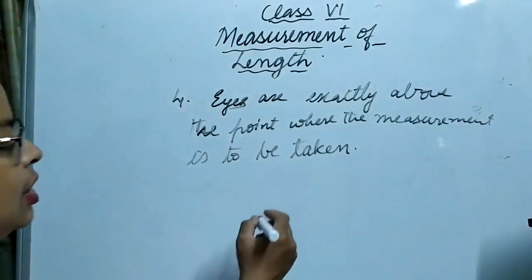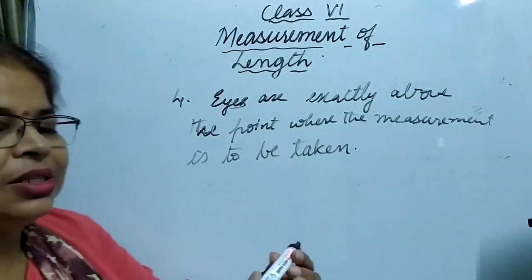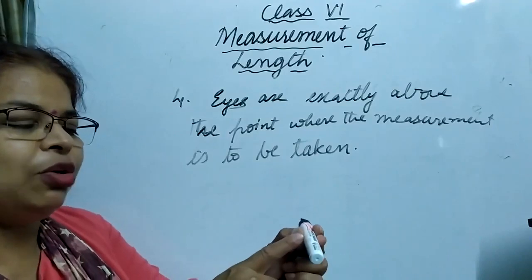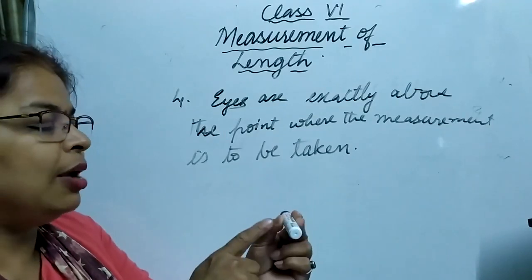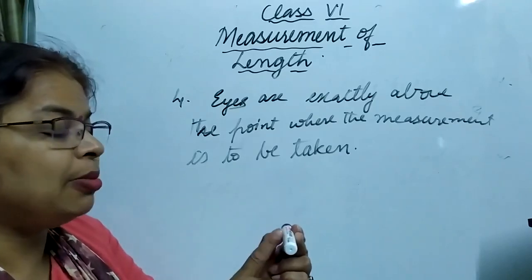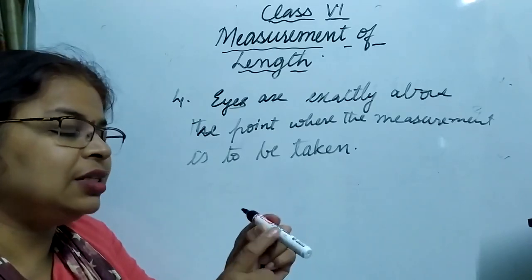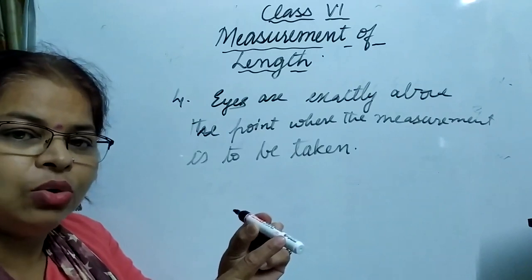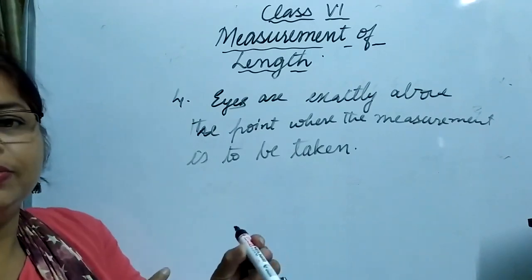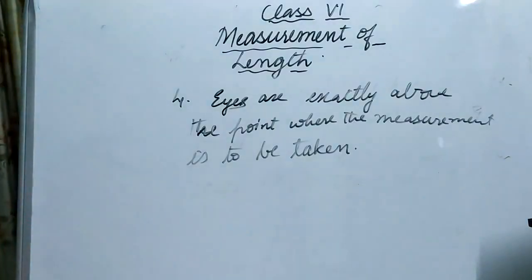If we have to measure, for example, this is the thing that I want to measure. So if I have to measure the distance or the length from here till here, what I am going to do? I am going to put my eyes here. Eyes should be just above the point. If it is like this, then the things will go wrong. So we are not able to measure the length properly. So error can be developed.